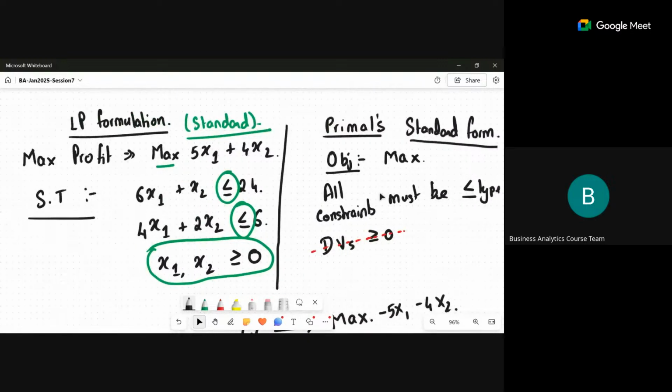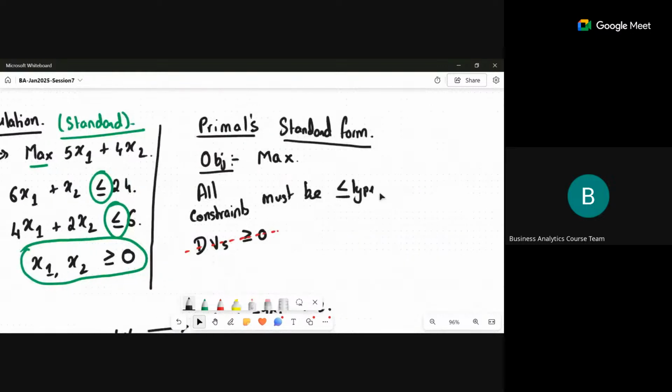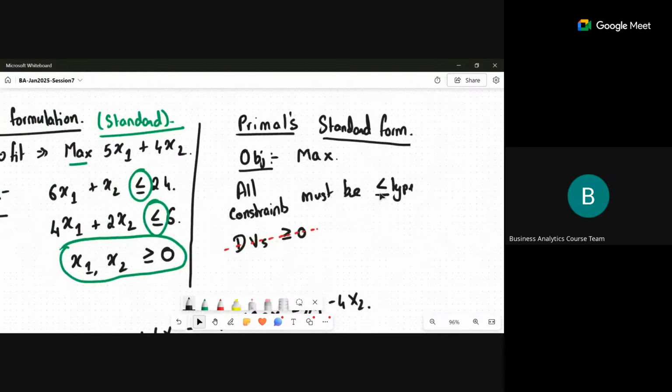Okay. So this is known as the primal and its standard form. Everyone clear up to this point? Any doubts? Any doubts? Okay.